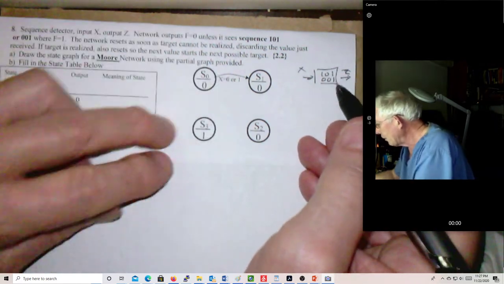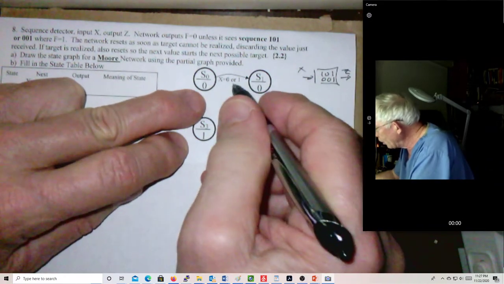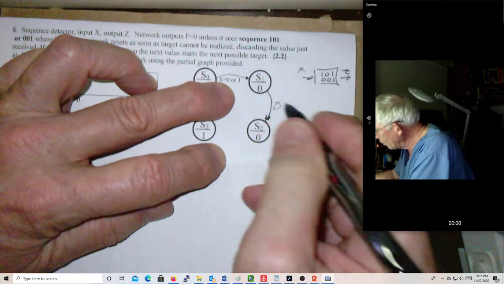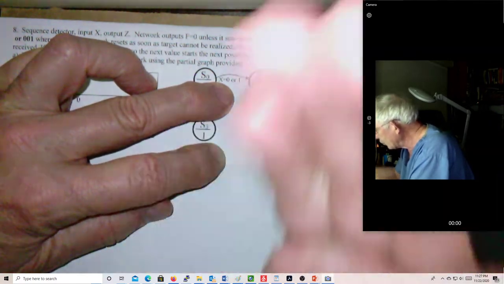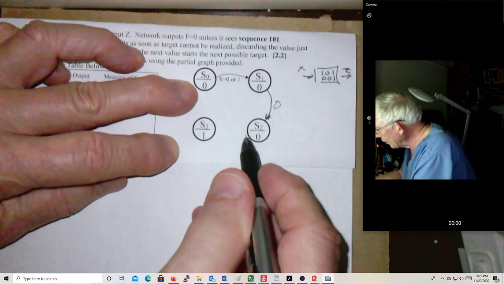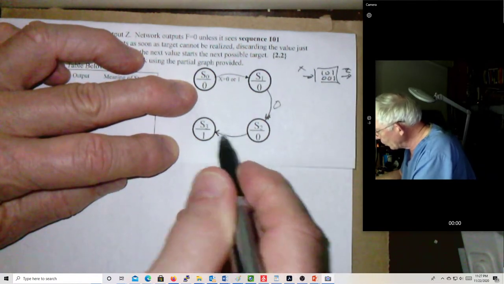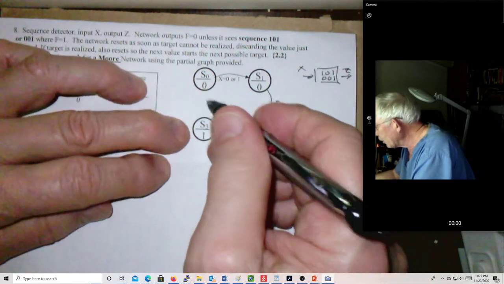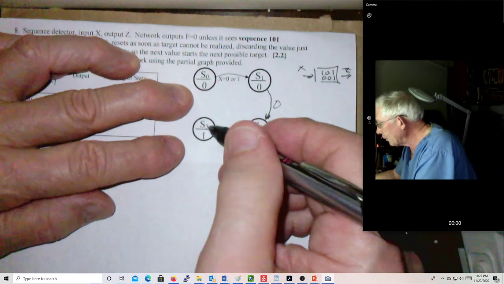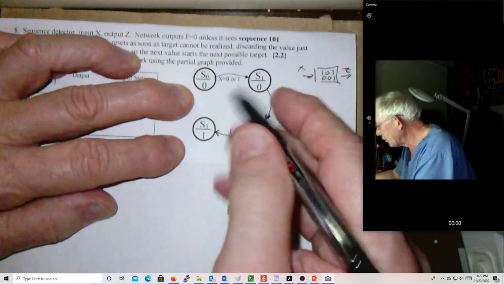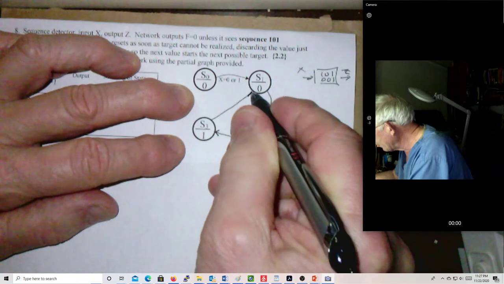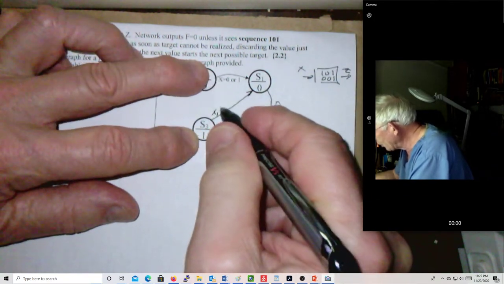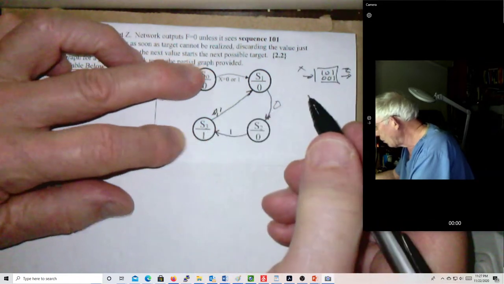Now you also should notice that the targets, 101 and 001, really the first is different, but the other two are the same. So we go here on either a 0 or a 1. From here, we're going to go there on a 0. There's no outputs associated with the links because it's a Moore. And then from here, if we get a 1, we're going to here. Now, when we get here, we're not going to reset on the next value because the next value could be the first one in the next sequence. So we're going to go here. And we're going to go there on a 0 or a 1, either one.